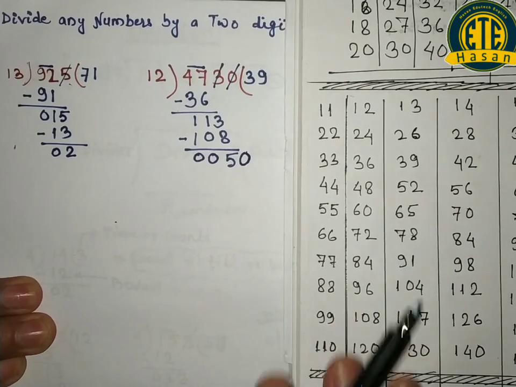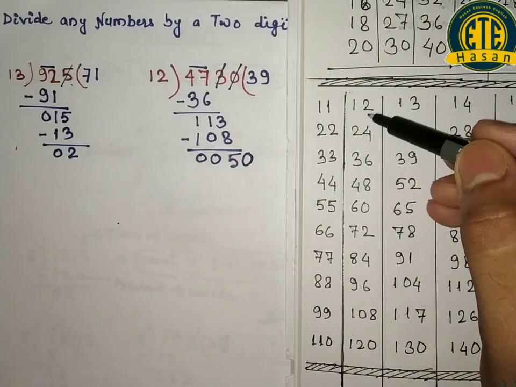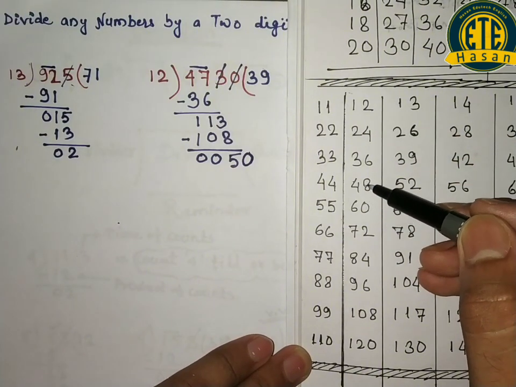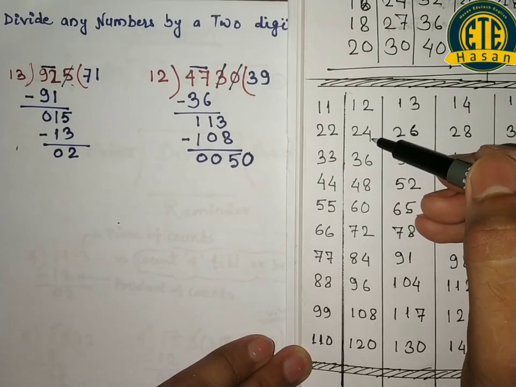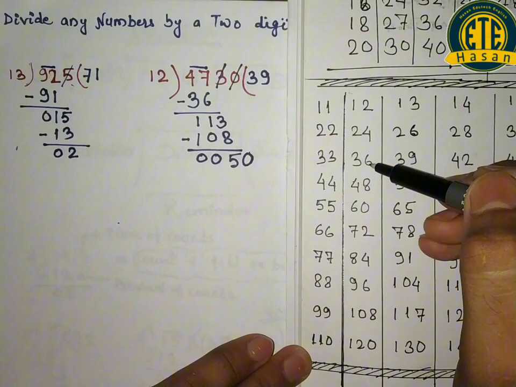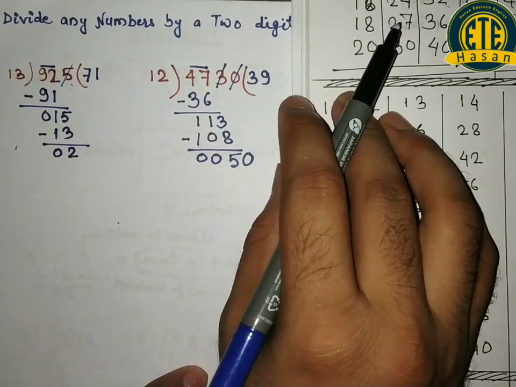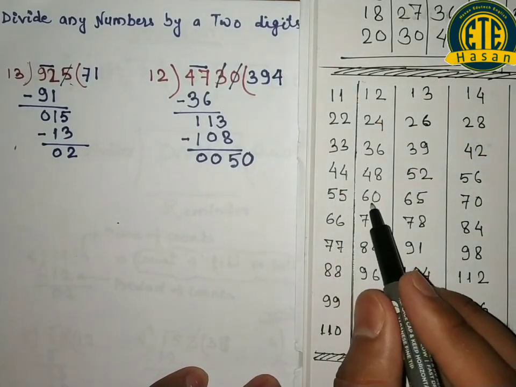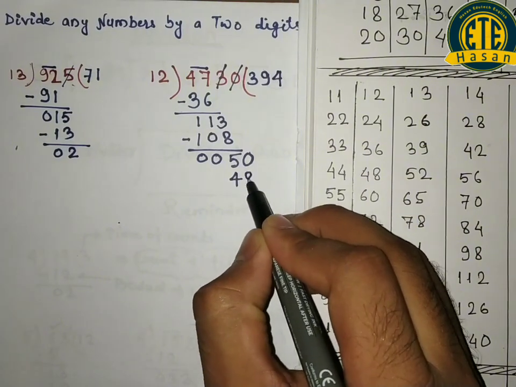Now we have to count 12 up to 50 or below 50. Let's see, 50 or below 50. Here is 48, 60. Between them lies 50. So we have to count up to 48. 12 1 is 12, 12 2 is 24, 12 3 is 36, 12 4 is 48. How many times? 4 times. And how much will it be after counting 4 times? 48. So write down 48 here.